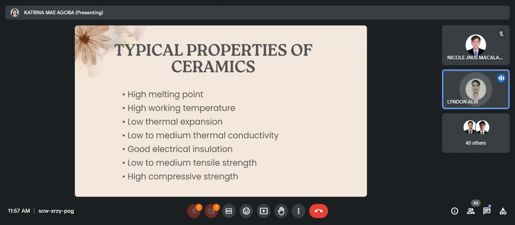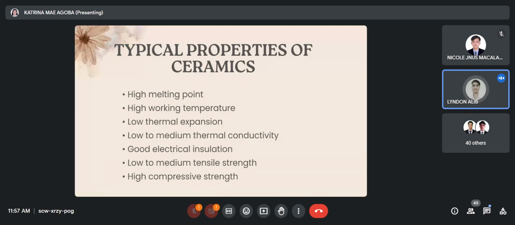Sunod ay high working temperature. Since napakataas nga ng melting point ng ceramics, kaya din nitong i-withstand ang mataas na temperature. Dahil nga doon, ang ceramics ay ideal material para sa mga high temperature applications.